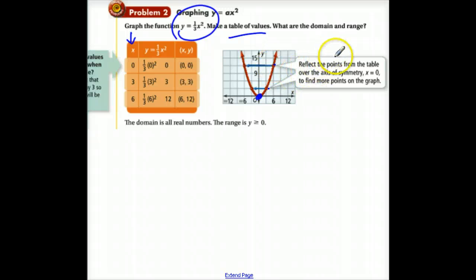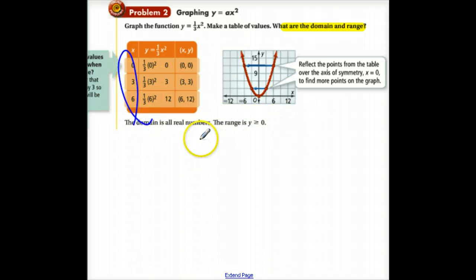Now, because it's symmetrical, we can reflect the points from the table across this axis of symmetry, so over here, and now we can connect them and make our parabola. When you do this, you might be asked to state what the domain and the range are. Remember, the domain is all of our x values. In a parabola, the domain can be any of these x values. So we say all real numbers.